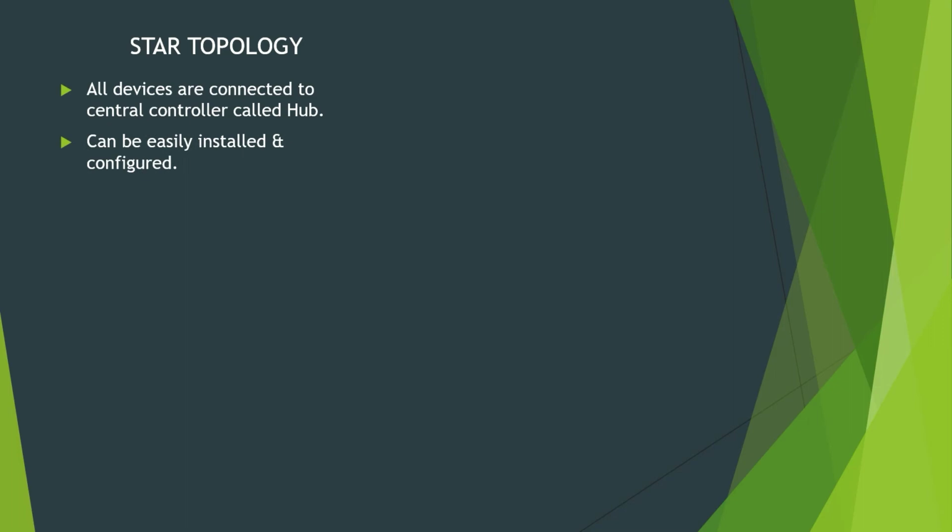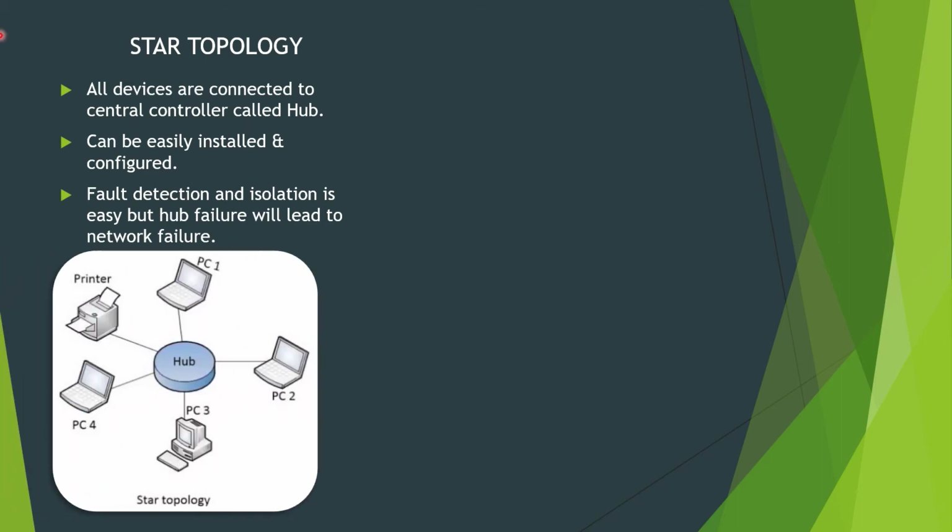Star topology. In star topology, all devices are connected to a central controller called hub. It can be easily installed and configured. Fault detection and isolation is easy, but hub failure will lead to network failure. As we discussed here, the hub is the central controller. So, if the hub fails, the entire network will fail, because the hub is the main controller of the network.